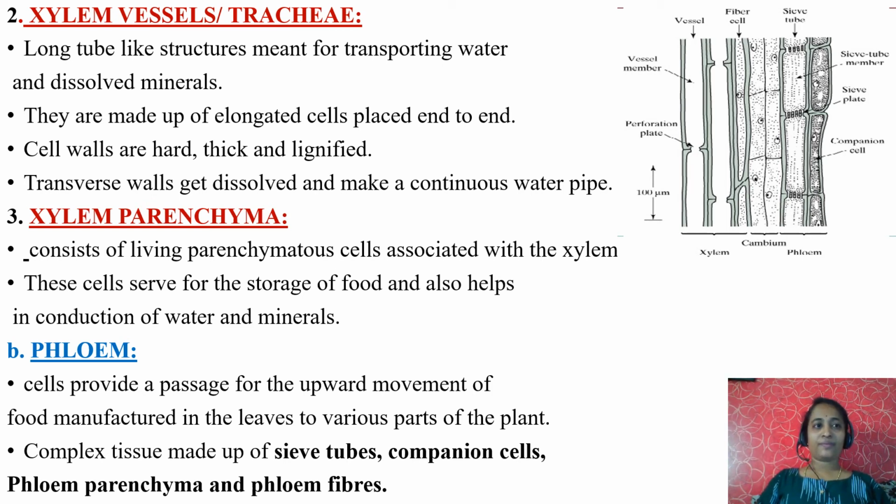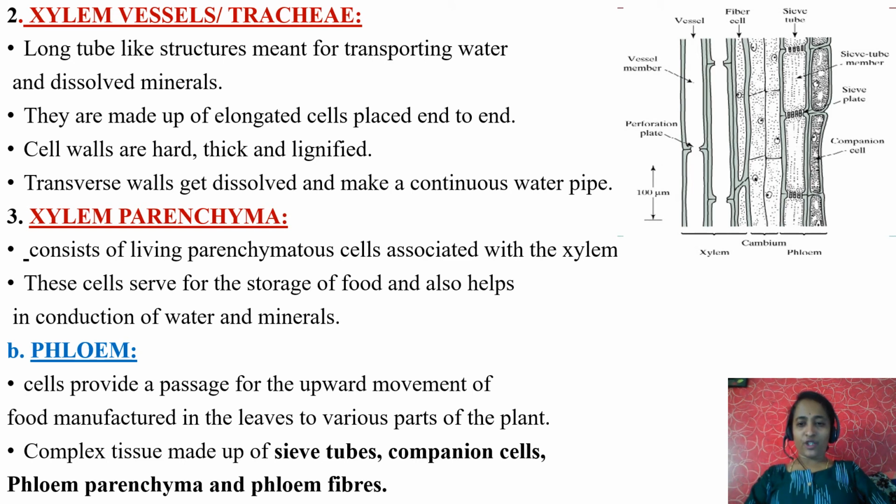Next, phloem. Phloem tissue, as I told you already, transports food to what? To different parts of a plant body. Where food is synthesized, where photosynthesis happens, in the leaf. So there food or glucose is synthesized. It is stored in the form of starch. From there, leaf is not the only part of a plant. Other parts like stem, branches, roots, flowers, fruits, all these require what? Food. So food is supplied from the leaf to other parts of a plant body through the phloem tissue.